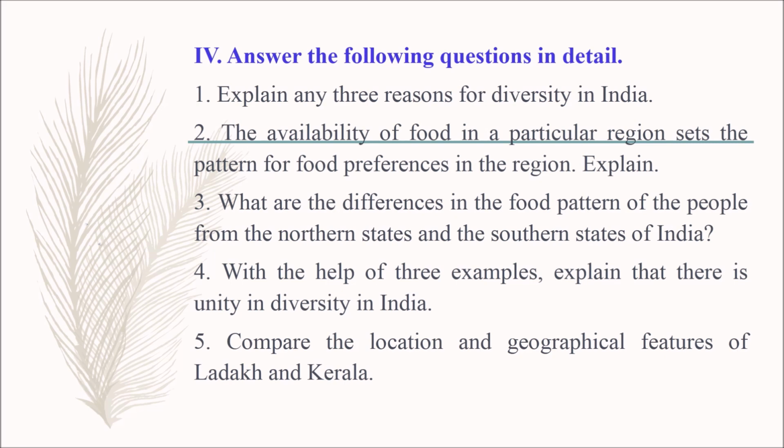Question number 2. The availability of food in a particular region sets the pattern for food preferences in the region. Explain. Question number 3. What are the differences in the food pattern of the people from the northern states and the southern states of India? Question number 4. With the help of 3 examples, explain that there is unity in diversity in India. Question number 5. Compare the location and geographical features of Ladakh and Kerala.